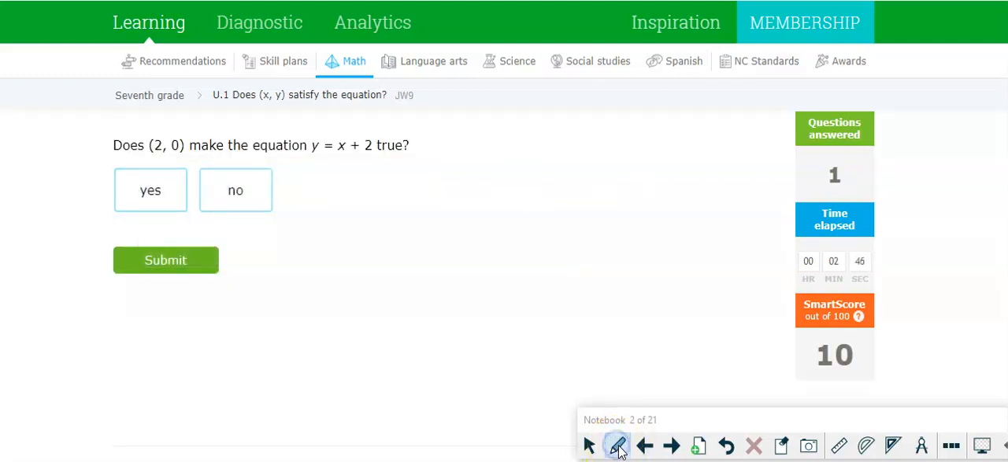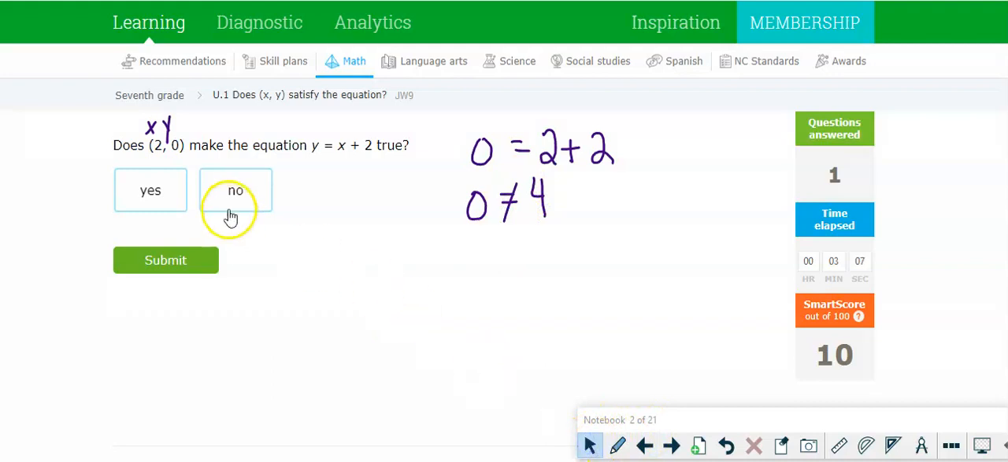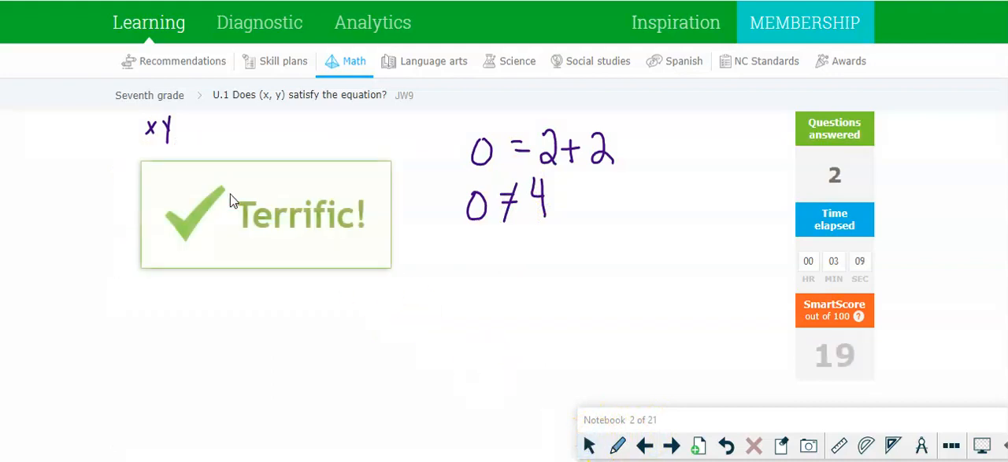Okay, so let's plug in our X and Y, or substitute our X and Y. So this again is X and this is Y. I'm going to plug in a 0 for Y and a 2 for X. Then just do the math on the side that has the two numbers. 0 does not equal 4. So again, this does not satisfy that equation.